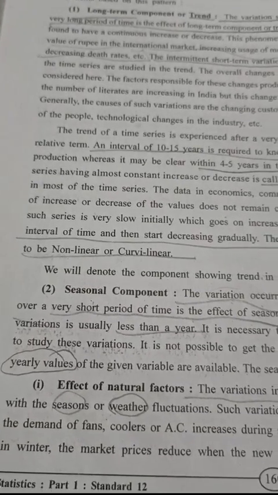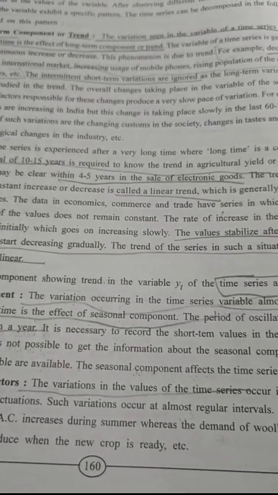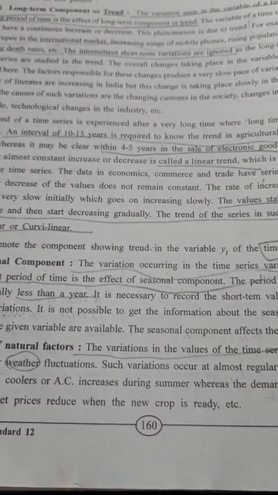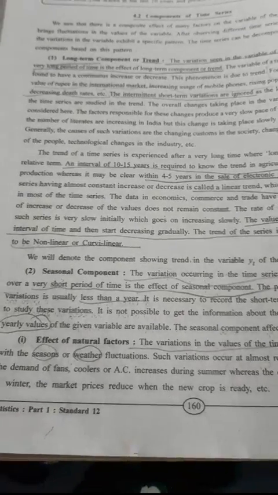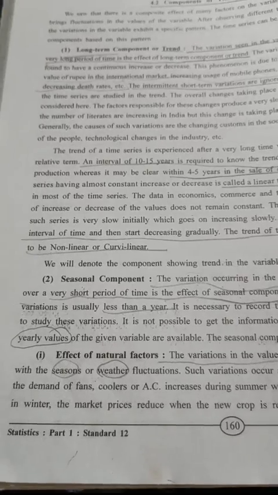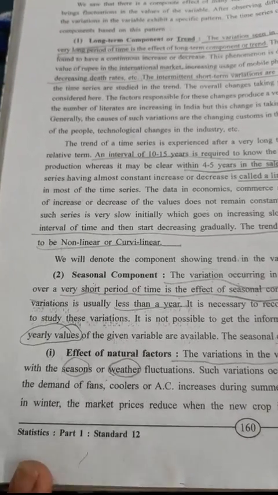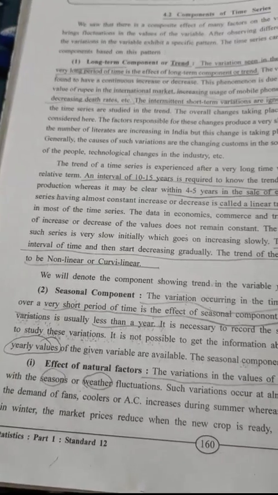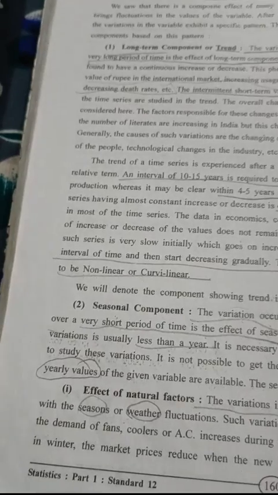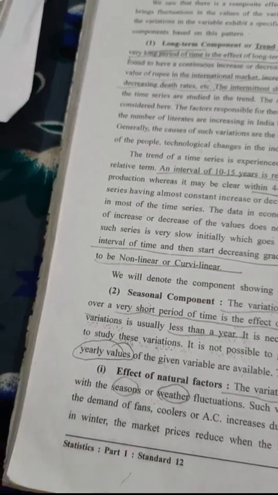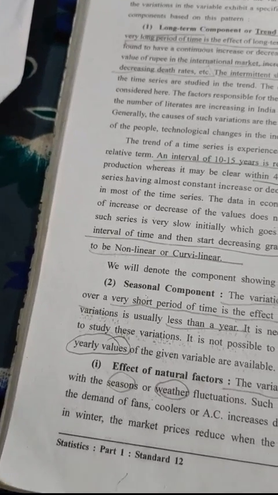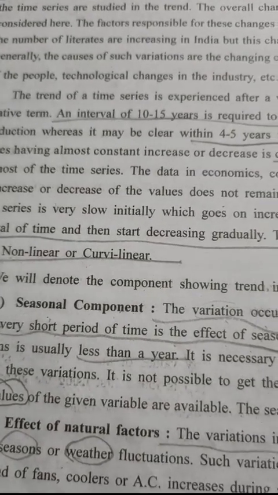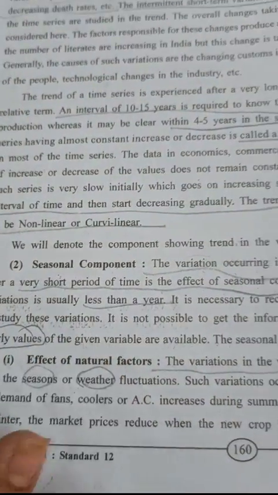For example, the demand of fans, coolers or AC increases during summer, whereas the demand of woolens increases during winter. The market prices reduce when the new crop is ready. Means these are the natural factors as per the season. The demand is increasing or decreasing. During the kite festival, the demand for kites and thread increases. After that there is no demand for it. Then in the summer season, the AC and cotton clothes, their values increase, after that the values decrease. So season-wise, the factors which we are using or which are affecting its value increase, and after that its value goes down.